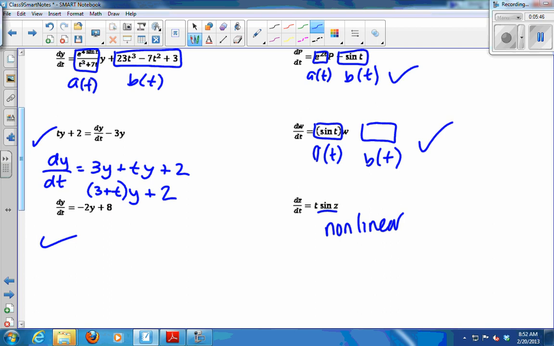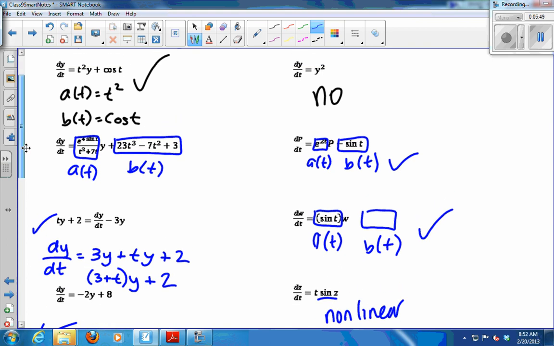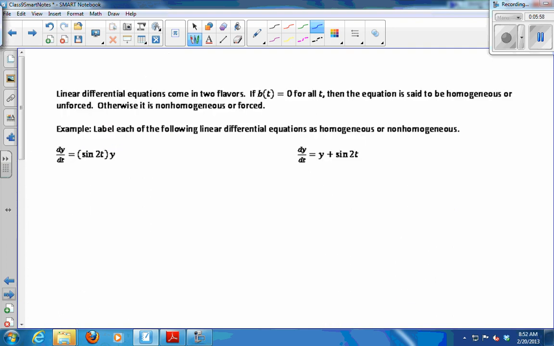So the only nonlinears were the first and last in the second column. All right, so linear differential equations come in two flavors. If B of t equals 0, we call that a homogeneous or unforced linear differential equation. Otherwise, when B of t is non-zero, we call it a non-homogeneous or a forced differential equation. This is just vocab.